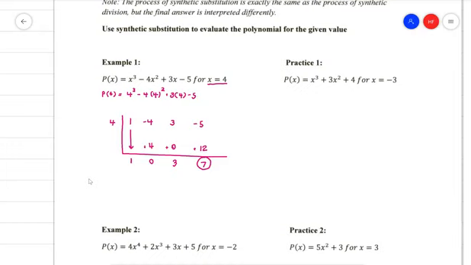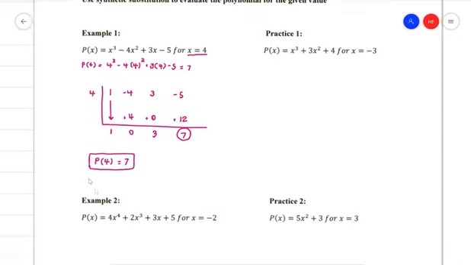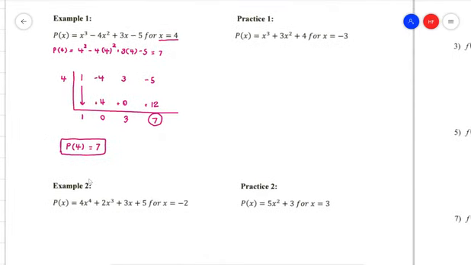So before that was my remainder. Now it is what happens when I plug in that number. So that means if I would have done all this math, I would have got 7. They give me the same answer. So we would interpret our answer as 4 plugged into p. So p of 4 is equal to 7. So we'll do the same thing on the next couple of problems.